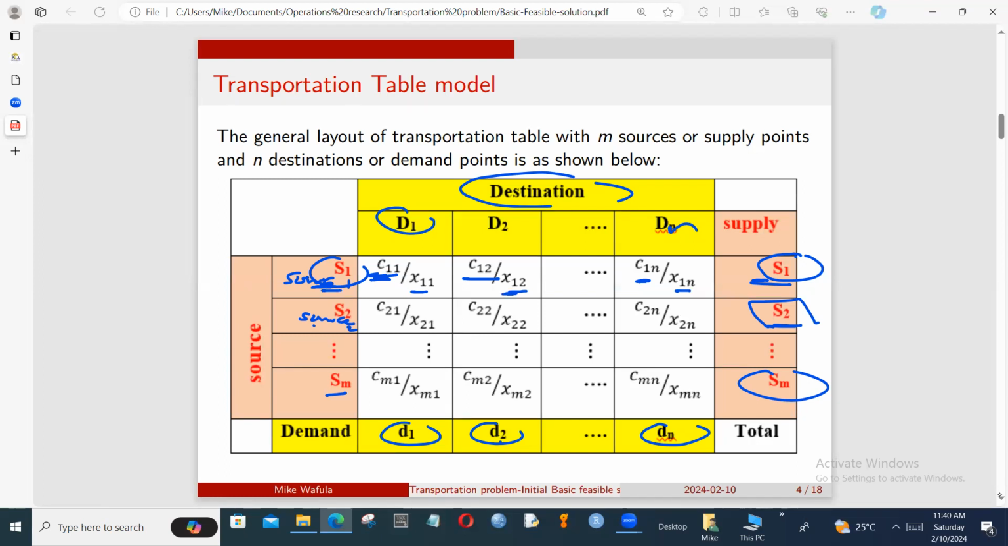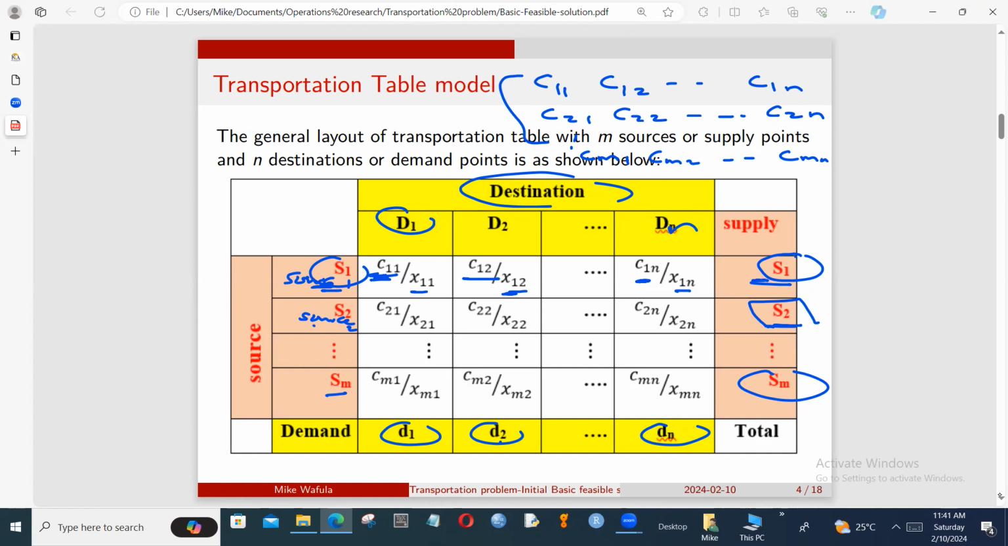X12, those are units from source 1 assigned to destination D2, and so on. From this particular transportation table, we can extract a matrix of C's only. You can see a cost matrix given as C12 all the way to C1N, and this is C21, C22, all the way to C2N, and this comes down here to CM1, CM2. This also runs all the way to CMN. So this is a cost matrix. You can extract a cost matrix from a transportation table layout.